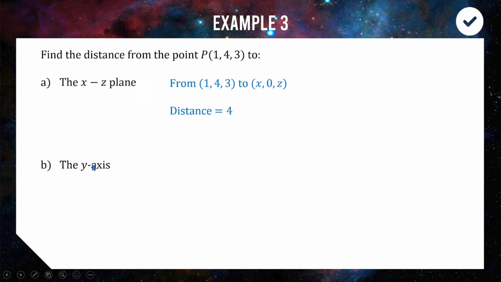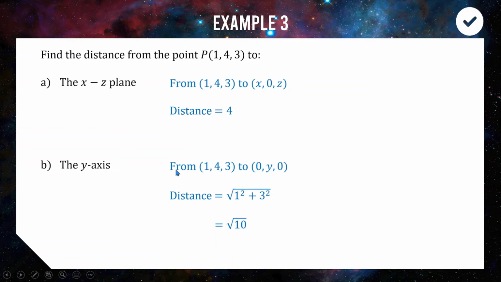Okay, distance from the y-axis. So now we're looking at a point where it has a y value, but because we're on the y-axis, the x and z values are equal to 0. So we're finding the distance from 1, 4, 3 to 0, something, 0. Okay, if we ignore the y's, we're really looking how far is this point from 1, 3 to 0, 0. The way we find that answer is by doing Pythagoras, or you might call it the distance formula. Either way, we're doing 1 squared, because that's how far from 1 to 0, plus 3 squared from 0 to 3. Doing the square root of these added together gets us an answer of the square root of 10.